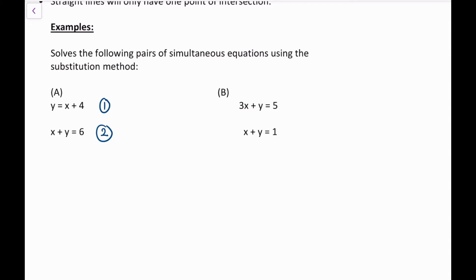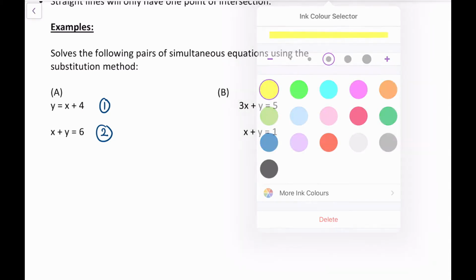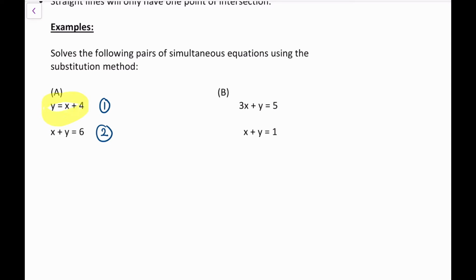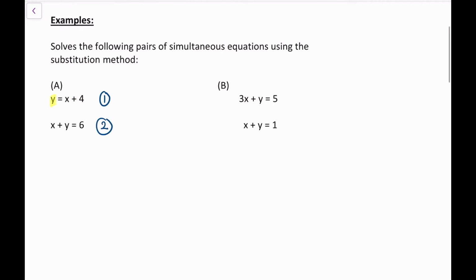Now, the whole point of the substitution method is that we have one of the variables, either x or y or whatever they may be, as the subject of the equation. Now, the subject of the equation is when it's by itself on one side. So here I've got y by itself on one side. Therefore, from equation 1, I could say that y is actually x plus 4. So in the second equation, x plus y equals 6, I'm going to replace the y down here in equation 2 with the x plus 4.